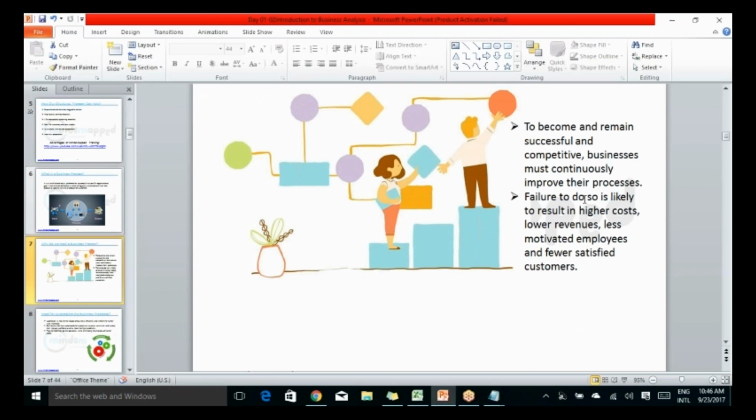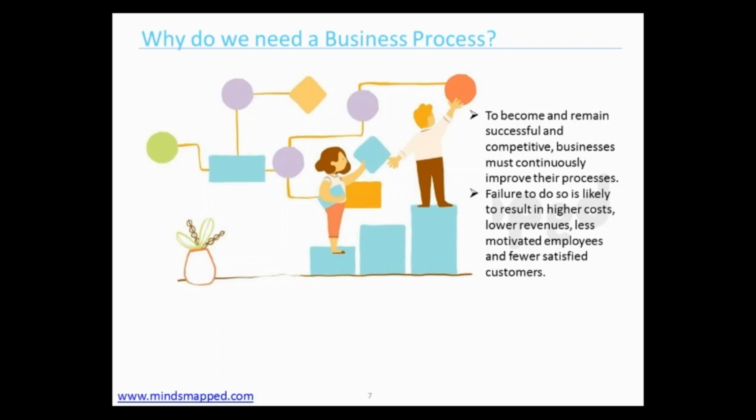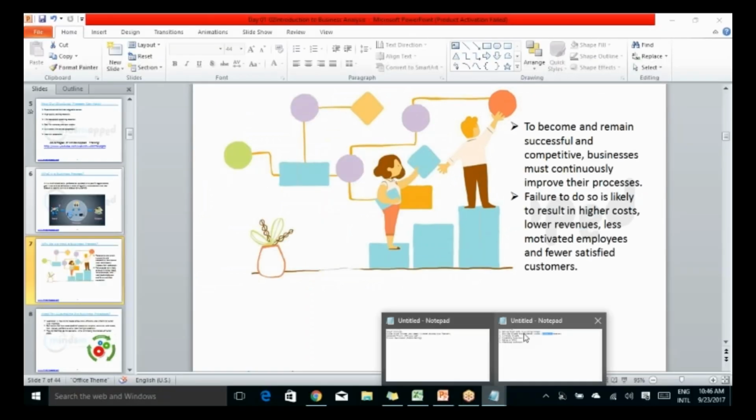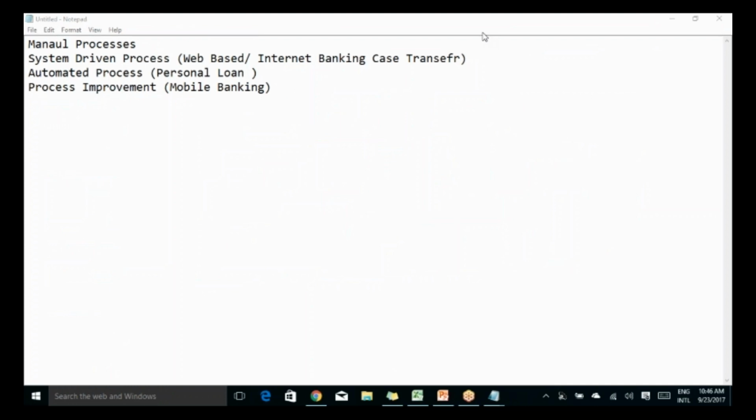Okay. Failure to do so is likely to result in higher costs, which leads to lower revenues, less motivated employees, and fewer satisfied customers. Now if we say failure to do so, where do you think a process can fail? Any views? I have given you examples of manual processes, system-driven processes, automated processes, and process improvement. So where can a process fail here? I'll set you a context for it.